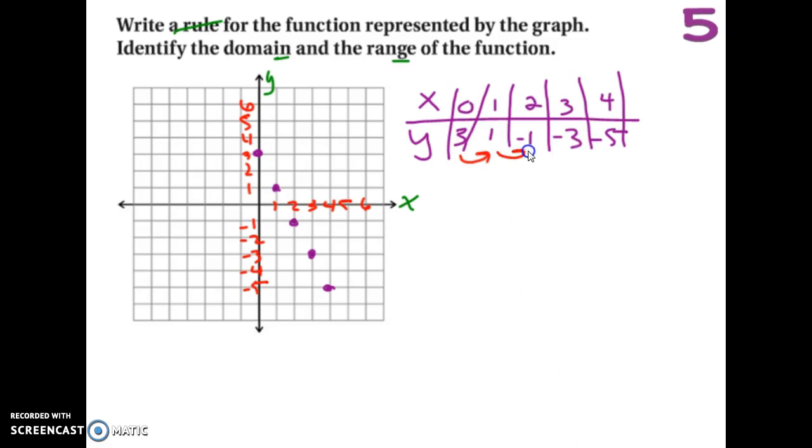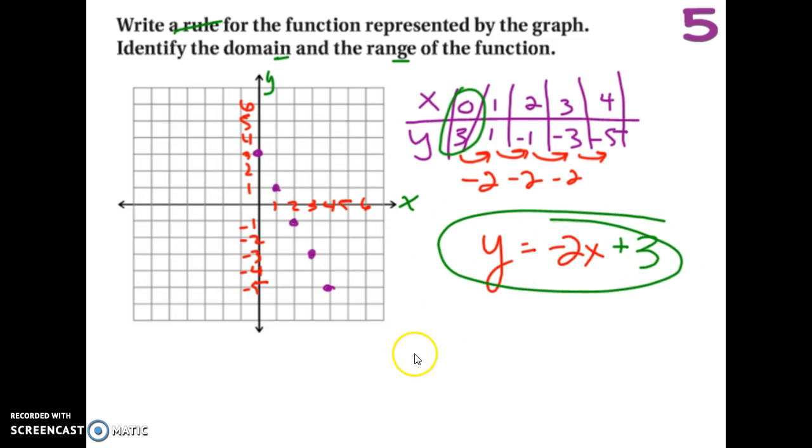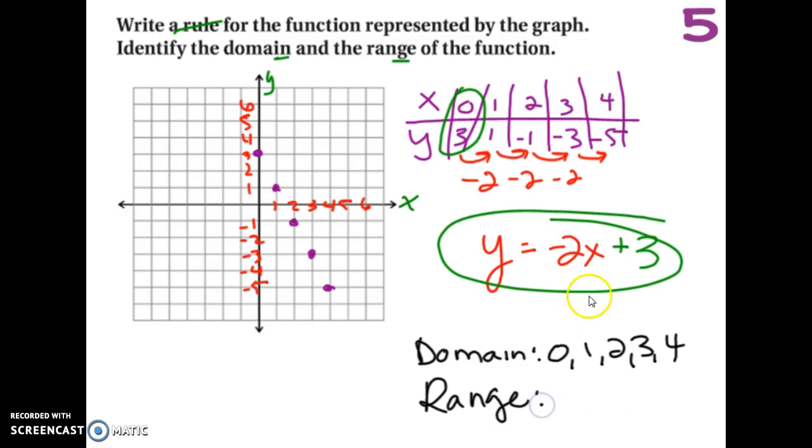So looking for our pattern, so we can write an equation. We're going down, so I know it's subtracting. From 3 to 1, I subtract 2. It works. So our equation is -2x. And then look for where x is a 0, y is 3, so it's a +3. If we list out our domain and range like it asks, our domain we had 0, 1, 2, 3, and 4. And our range we got out 3, 1, -1, -3, and -5.